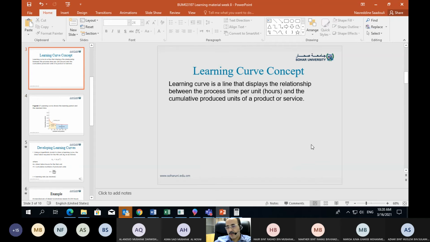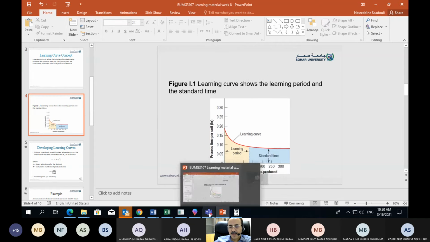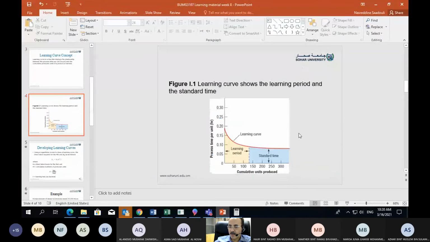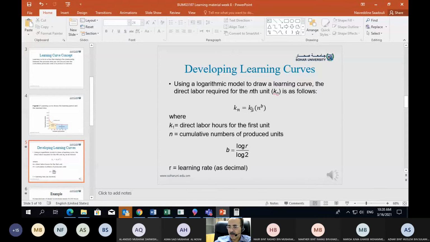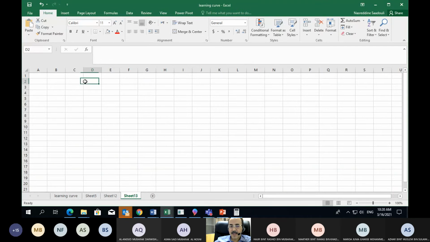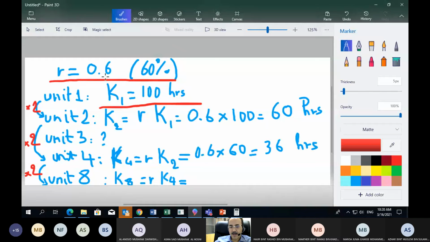Like, for instance, if I take the example I had here, I have K1 of 100 and R of 0.6. And remember that that's all you need for the formula. The formula is entirely defined by K1 and by R. If I know the time for the first unit and I know R, then I know the time it takes for every individual unit. So let's see how this looks. Suppose I have here K1 and R, which is 0.6. That's my example here.